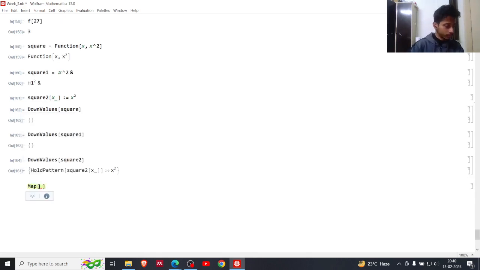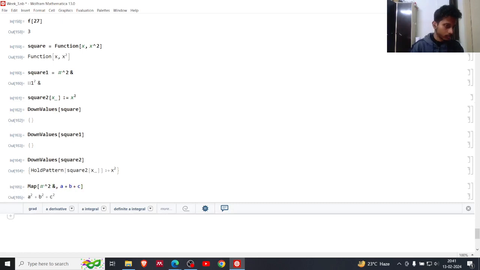Again, in the Map command you are using this one, but here the Map command is changing a plus b plus c to a squared plus b squared plus c squared.